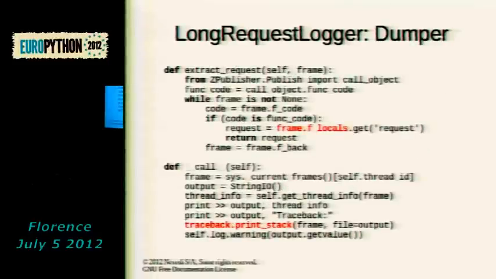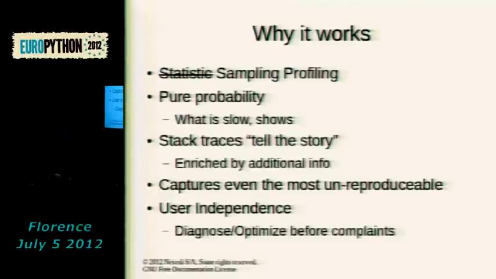The dumper will receive as parameter the original thread ID, and will print the stack. And also, while printing the stack, if it localizes a request variable in one of those frames, it will capture information about those frames. There's more stuff in the dumper class, which I'll not show because they're just formatting instructions.